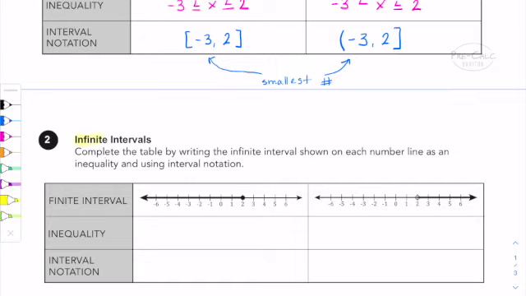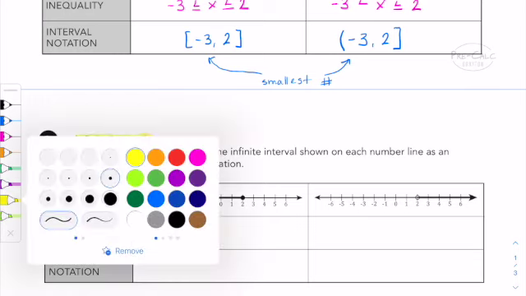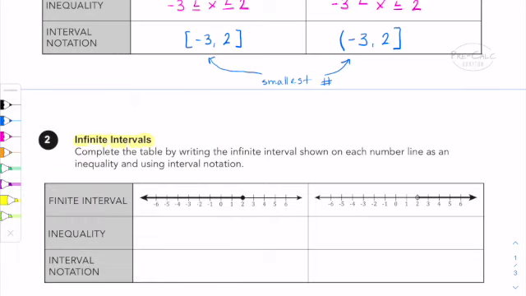For the second example, we're looking at infinite intervals. These would be intervals that continue in one direction, so they never have an endpoint. Or I should say one side of them doesn't have an endpoint. Looking at the first interval, we can see that it starts at negative infinity, or starts towards negative infinity, and approaches 2 with a solid endpoint.